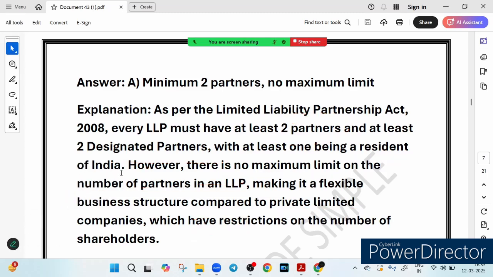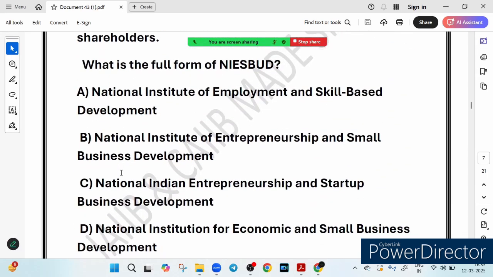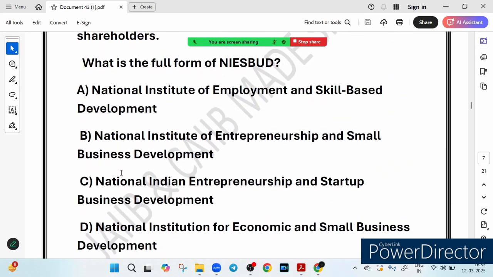That is the beauty of this learning, right? We don't only learn what is asked, we learn something different which may help you in the upcoming examination. Now the upcoming question is, what is the full form of NIESBUD? I told you about NIESBUD in the first question. Remember it? Now its full form.